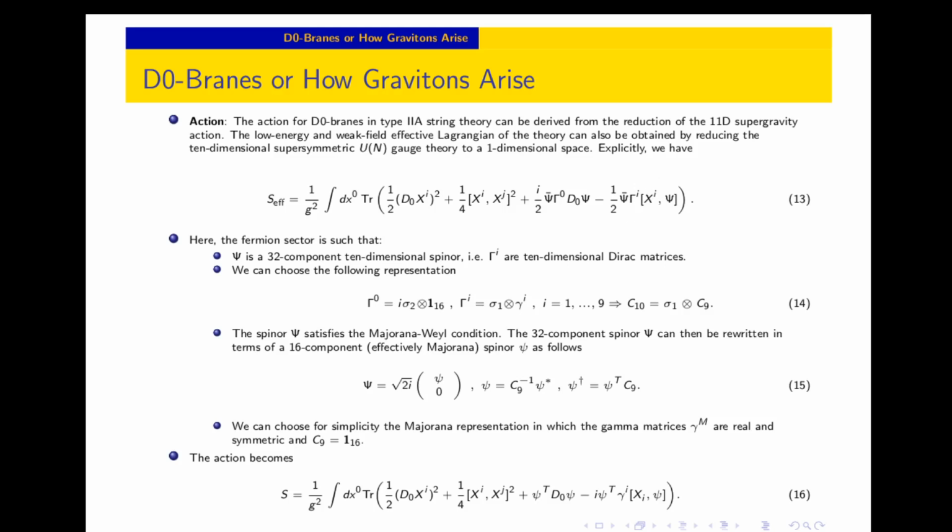In summary, D0 branes in the BFSS matrix model provide a way to understand how gravitons arise in M-theory through compactification and the dynamics of Kaluza-Klein modes. This framework bridges the gap between higher dimensional theories and lower dimensional string theory descriptions.